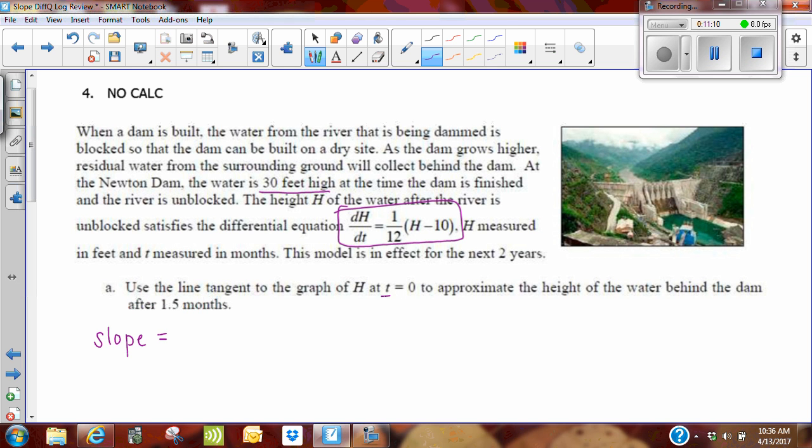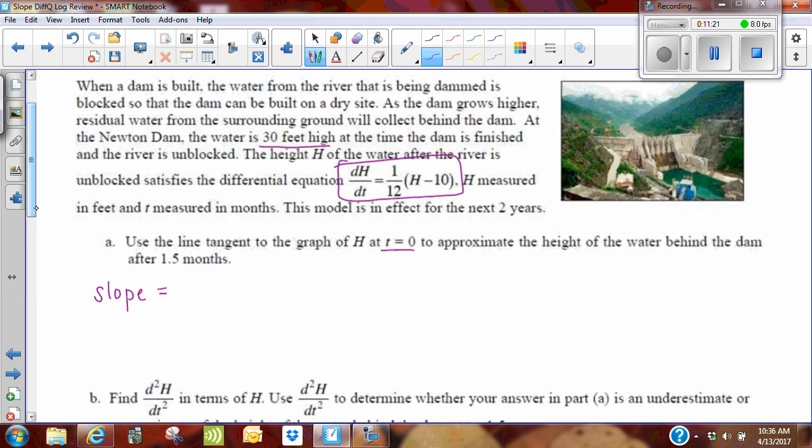Use the tangent line at 0 to approximate the height after 1.5. So you need to do the first situation, like don't do the 1.5 yet, do the height at 0. Well, don't you need a slope? Slope is your dH dt, right? So you need dH dt at time equals 0.